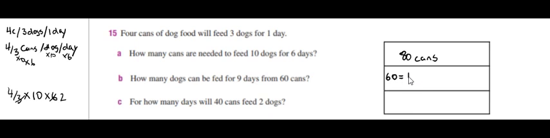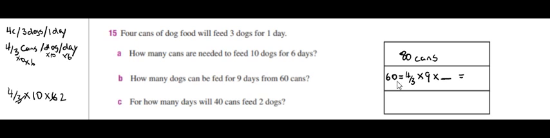We have 4/3, which is our basic rate. Now, if we have 9 days, we need to times that by 9 because that's our rate for 1 day. Okay, and we need to work out what this number is here. Will give us the number of dogs. So 4/3 times 9 times something will give us the number of dogs.